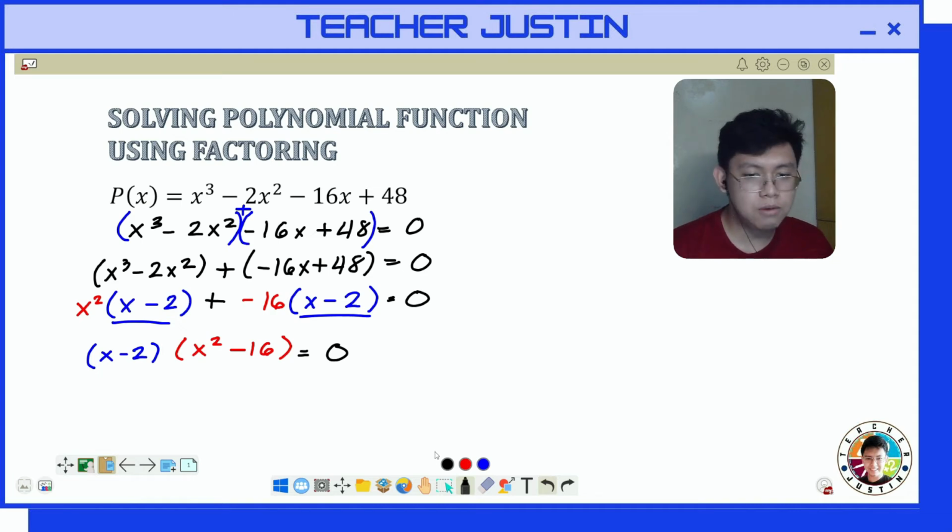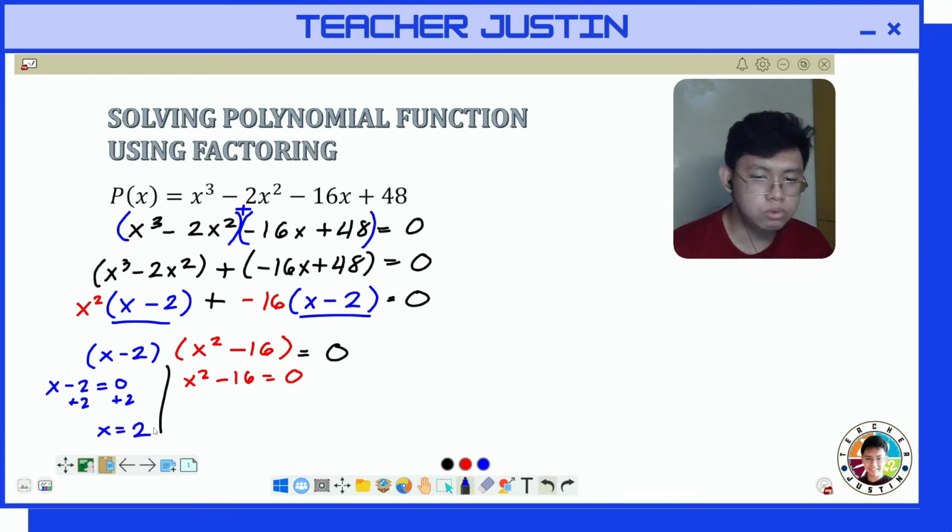Now, after that, our next step will be equating each factor to 0. So, let's start first with x minus 2 is equal to 0, followed by x squared minus 16 is equal to 0. Now, let's solve for the value of x for each equation, starting with x minus 2. So, x minus 2, we transfer negative 2 to the other side or add both sides by 2, giving us x is equal to 2.